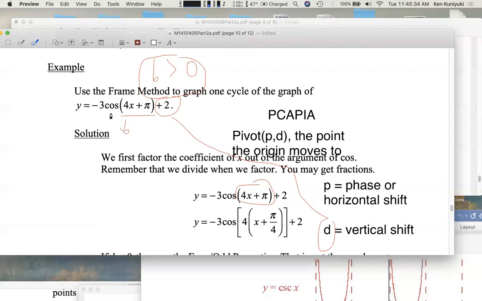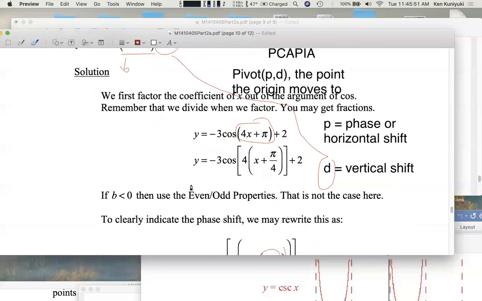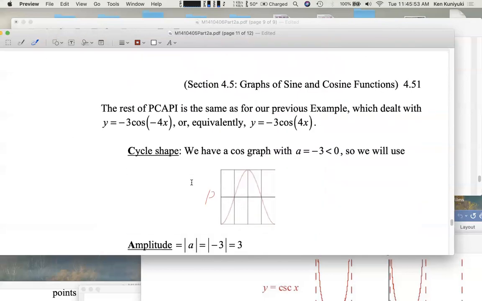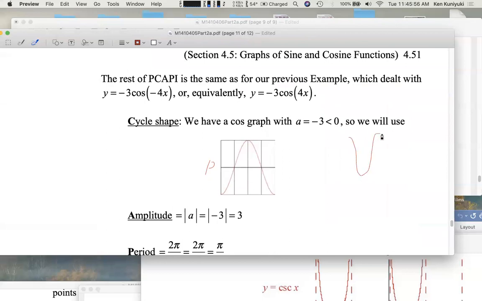We know cosine is over here, and we have A is -3, which is negative. So we have cosine and A being negative. What kind of cycle does that correspond to? Cosine and A is negative, given that B is positive. Normally, a cosine cycle looks like that, but since A is negative, we flip it around, and it looks like this hill or pimple. That's the cycle shape we want, the C in PCAPIA.